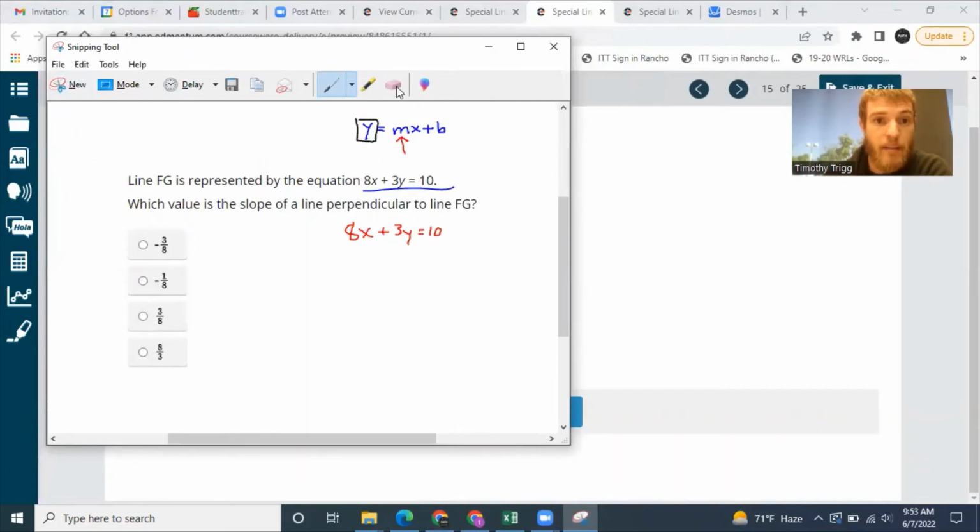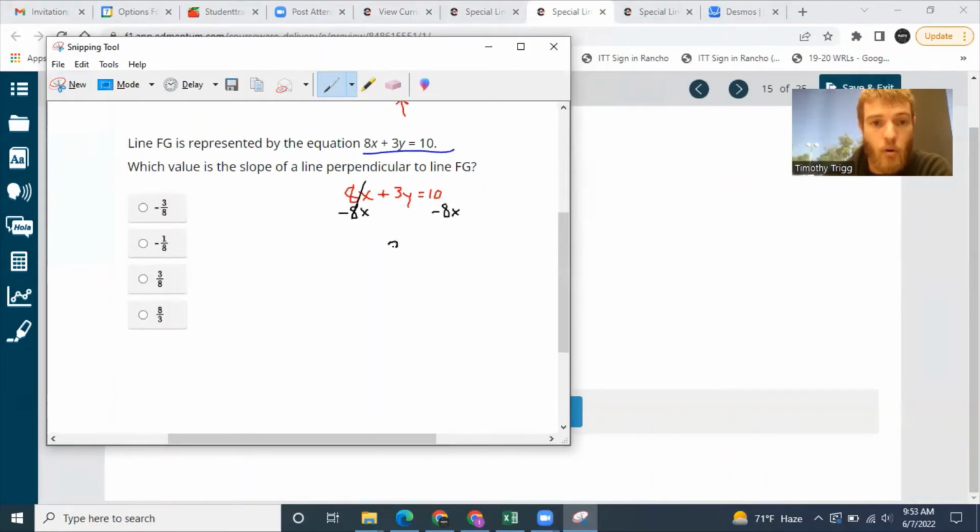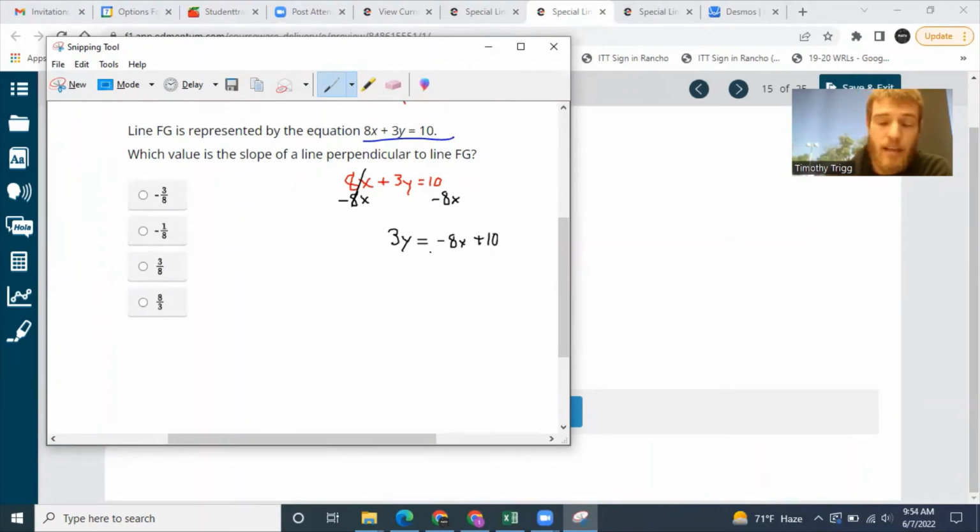See how y is by itself? So how do I get y by itself in this case? First thing I'm going to do is subtract 8x. I'm going to subtract 8x on both sides of the equation. Remember, whatever I do on one side of the equation, you have to do on the other side in order to keep it equal. So I've got -8x + 10. I can't combine these because the -8x can't combine with the 10. They're not like terms, right? The 10 is a constant.